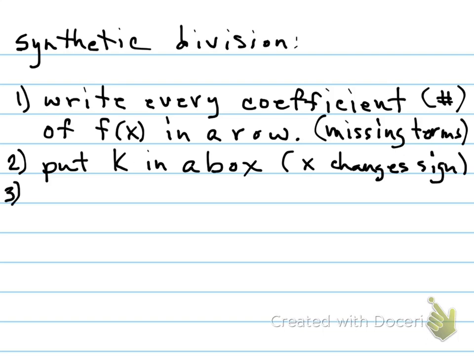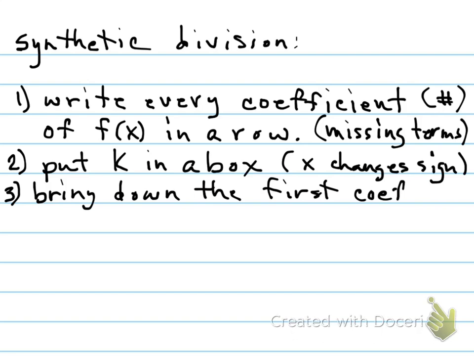Step 3. Okay? Bring down the first coefficient. Now notice I'm saying coefficient. That just means the number parts. Don't put the x's in here. If you do, that's wrong. It's just the coefficients, only the numbers. And we'll see plenty of examples of these. Bring down the first coefficient. It's never going to change. Ever. It just comes straight down. It's exactly as it was.